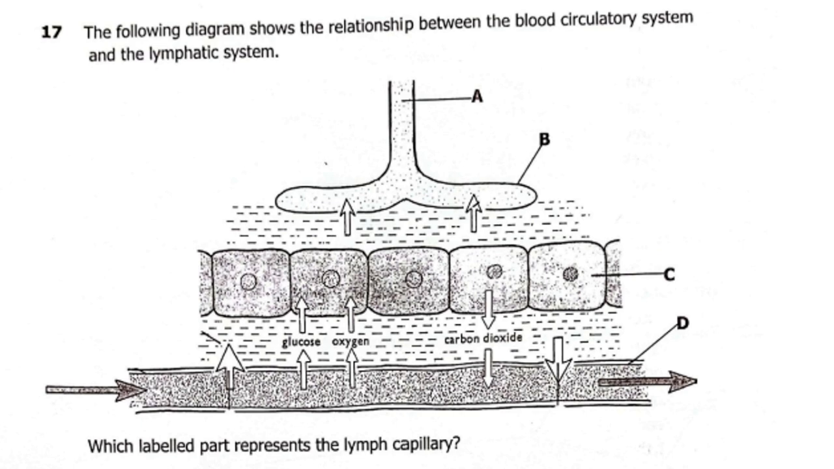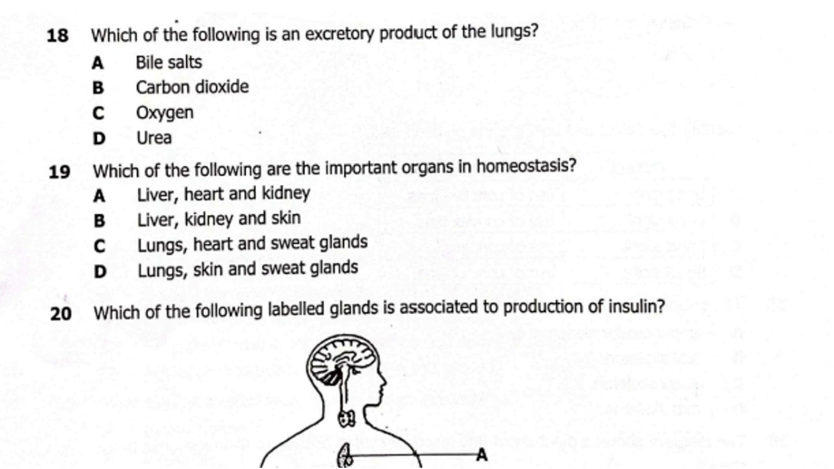Question 17. The following diagram shows the relationship between the blood circulatory system and the lymphatic system. Which labeled part represents the lymph capillary? The correct answer here is B. Question 18. Which of the following is an excretory product of the lungs? A. Bile salts. B. Carbon dioxide. C. Oxygen. D. Urea. The correct answer here is B. Carbon dioxide.